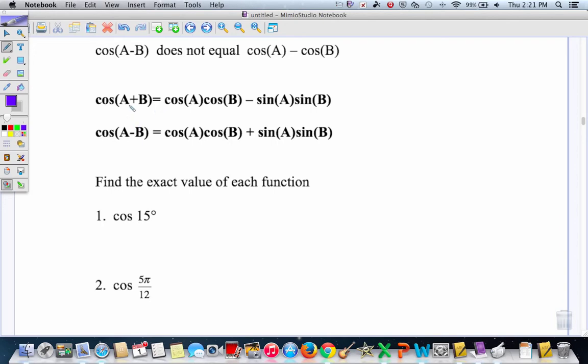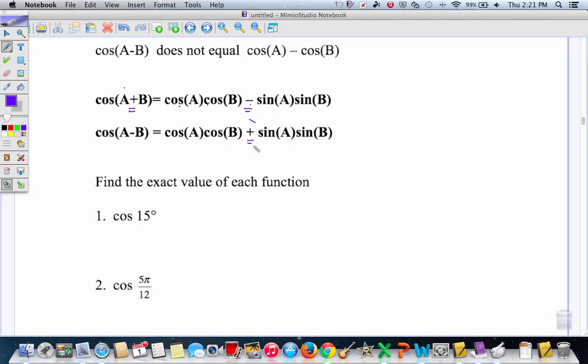Cosine of a plus b, or the cosine of two different angles being added together, is the cosine of a times the cosine of b minus the sine of a times the sine of b. Notice that even though we have a plus here, we wind up subtracting our two products. And the cosine of a minus b equals the cosine of a times the cosine of b plus the sine of a times the sine of b.